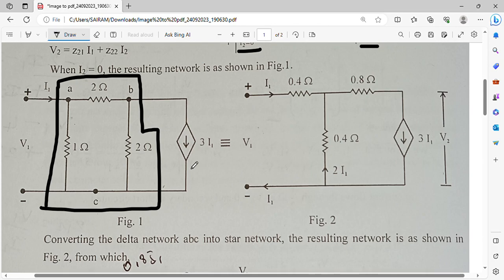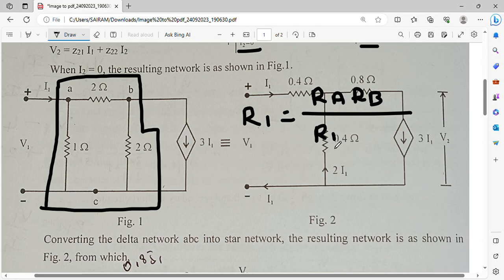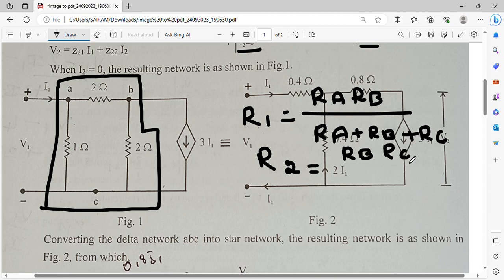So now before that, how to convert a delta to star? For delta to star, first if you want to find R1, it is RA into RB whole divided by RA plus RB plus RC. This is how you convert delta to star. You are supposed to use this formula, right? What are R1, R2 and R3? They are the equivalent resistances in terms of star, right? So what is R2? Here R2 is nothing but RB into RC whole divided by RA plus RB plus RC, right?